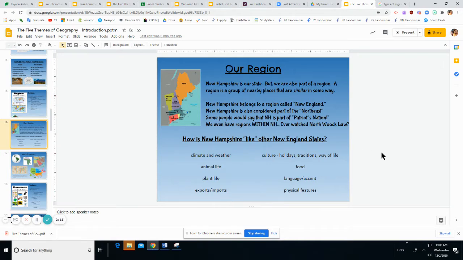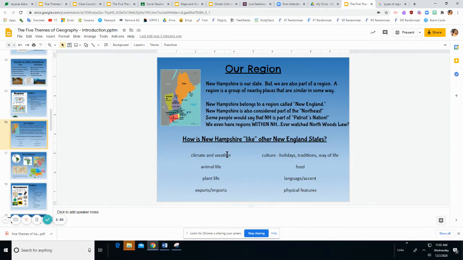So how is New Hampshire like other New England states? What do we use when we are comparing New Hampshire to include it in the region of New England? Why is New Hampshire in New England? Well, it's because it shares similar features with other New England states. So here we have a picture of New England, and we've got Maine, New Hampshire, Vermont, Massachusetts, Connecticut, and Rhode Island. And all of these states are different states, but they belong to the same region, in part because all of these things make them similar.